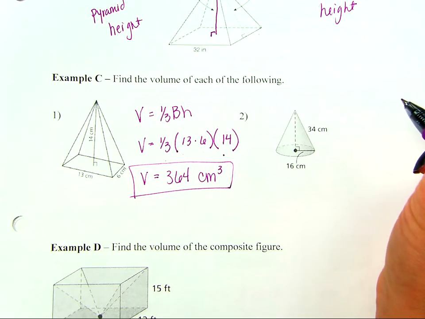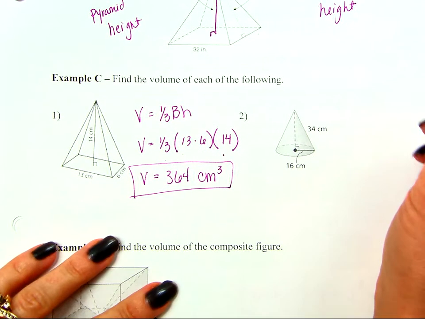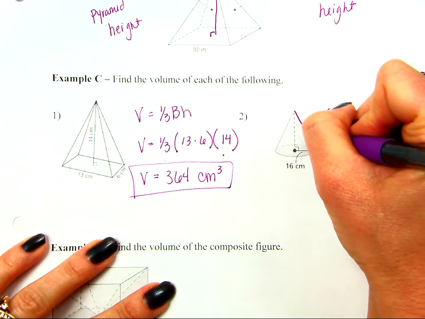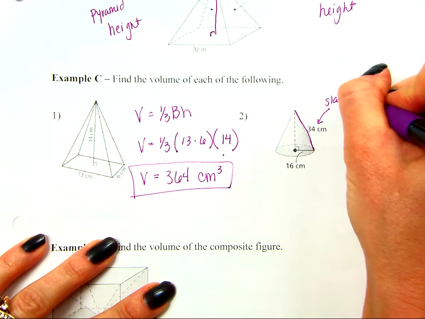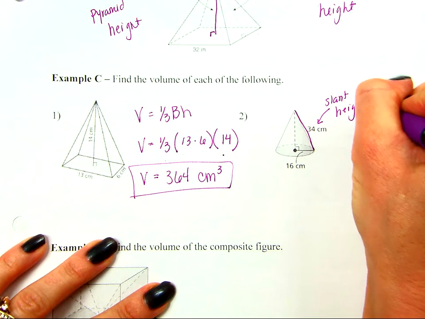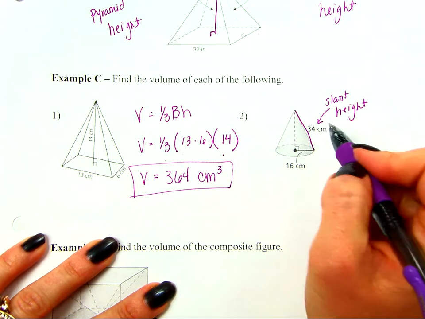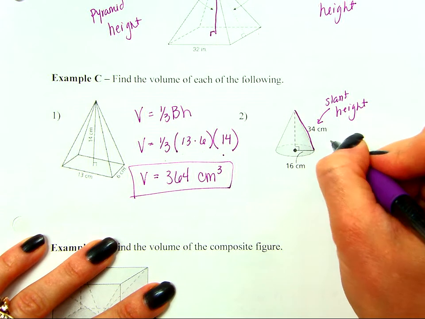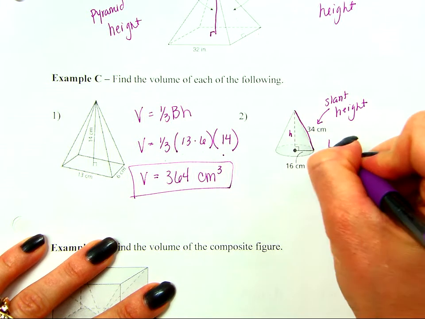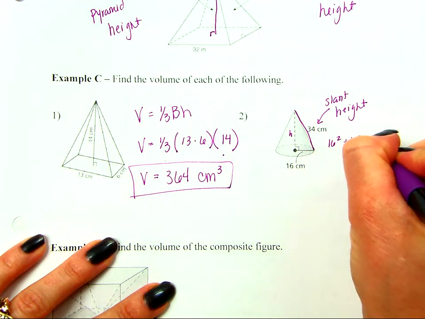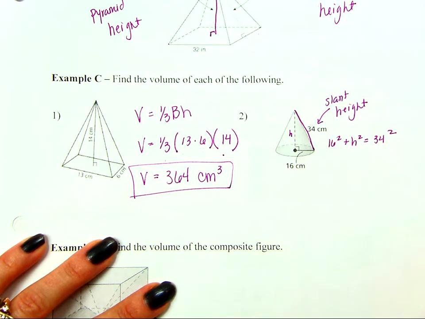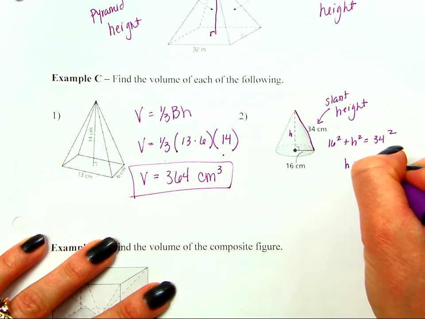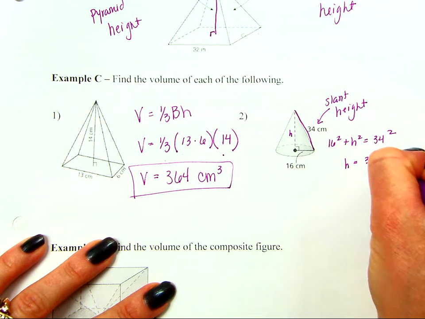Now, the second one is a cone, and I actually see on my cone here that 34 is my slant height. So I actually need to calculate my height. But that's not going to be too tough because I see here I have my right triangle. So I can go ahead and use the Pythagorean theorem. We're going to say that 16 squared plus h squared would equal 34 squared. And calculate that out. We'd actually find that the height is 30 centimeters.